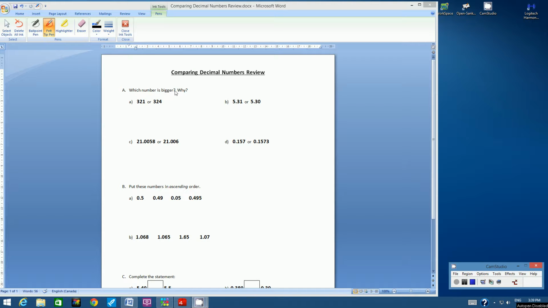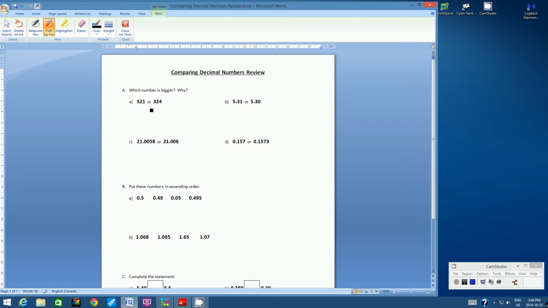Which number is bigger and why? So example A is a very simple example. We have the number 321 or 324. Of course, you know that the answer is 324 is the larger number, but we need to understand why. So in order to answer these types of questions, what I like to do is write the first number, 321, and then write the second number right underneath it.